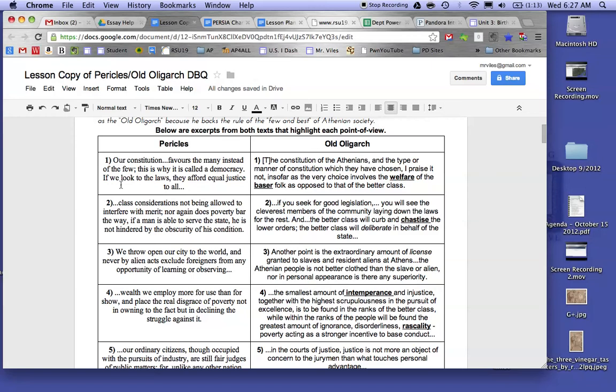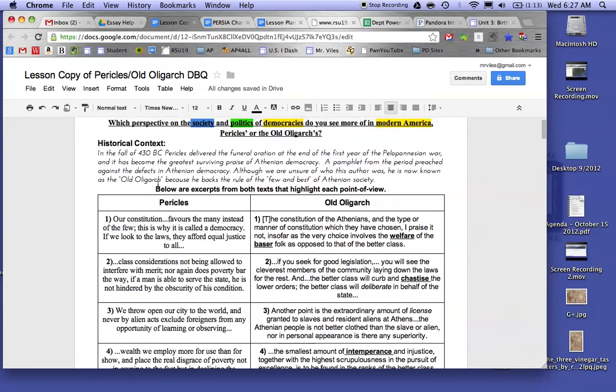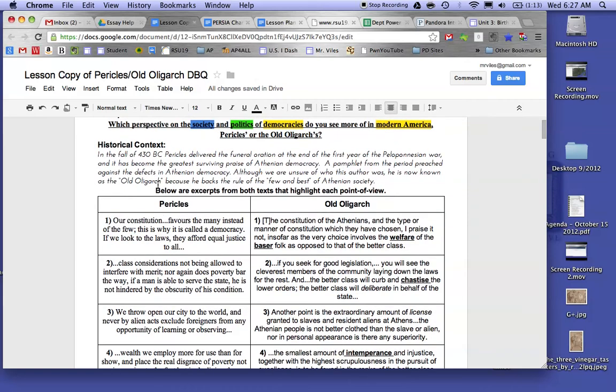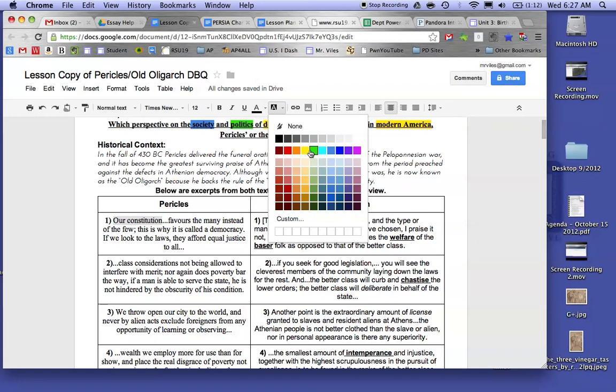So an example would be right here. Pericles says, "Our Constitution favors the many instead of the few. This is why it is called a democracy. If we look to the laws, they afford equal justice to all." Well, I think to myself, is this talking about society or politics? Well, when he says our Constitution, the Constitution has to do with government, has to do with the laws. So I'm going to call that politics. I'm going to call that green right here.